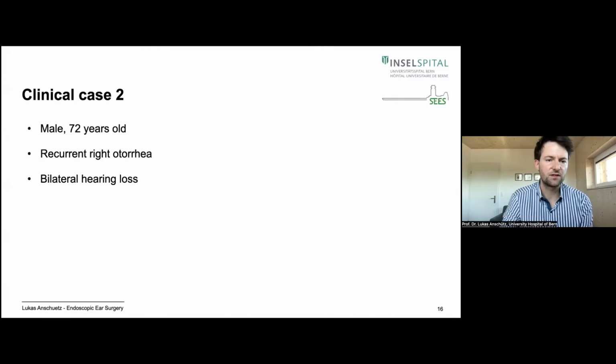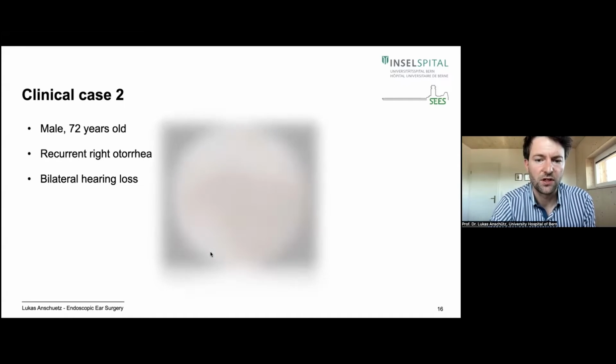The next case is actually pretty much the same, but I think it is one of the best applications of the endoscope in otologic middle ear surgery. So I want to show it to you once again. It's a different case, an older patient, 72 years old, who also has recurrent otorrhea.